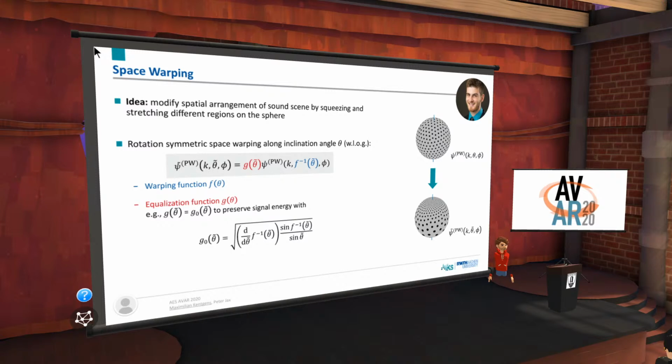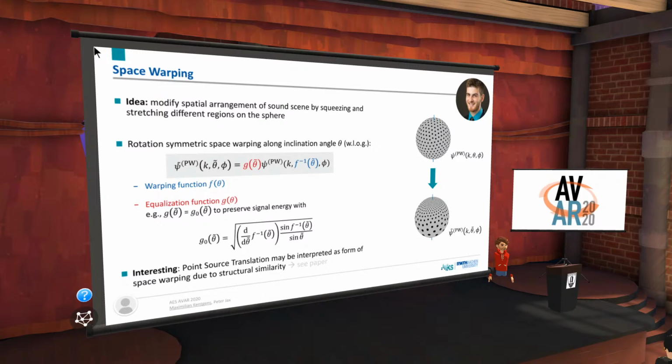So the warping function f is the first choice, and then there's, in red, the equalization function. The equalization function is some function that we can choose as we like. For example, if we choose it as shown here, we would preserve the energy after the operation. But we will see if this is useful for our application.